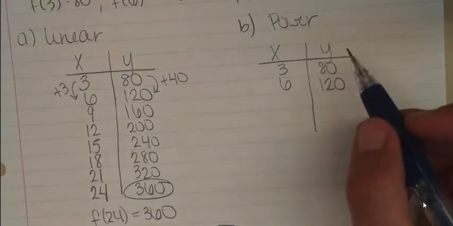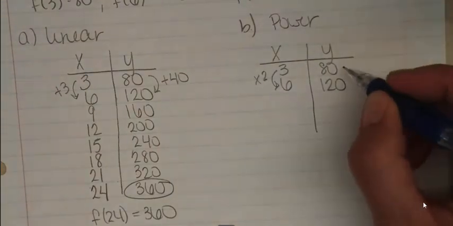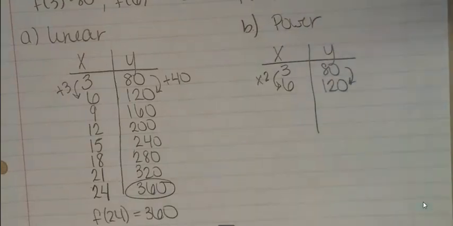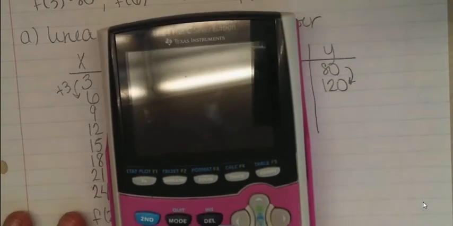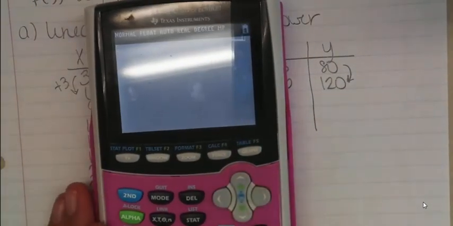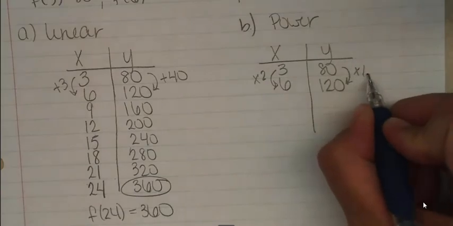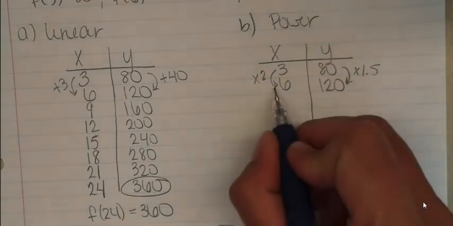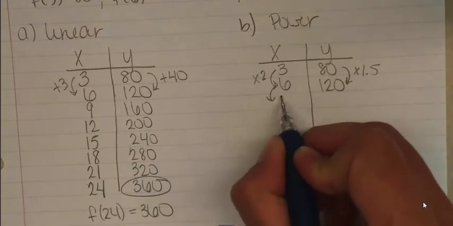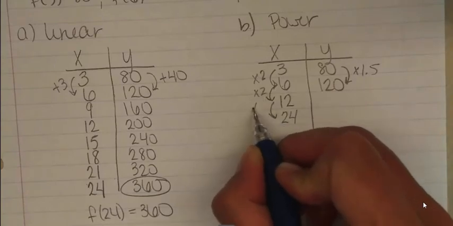So let's see. 3 to 6 is getting multiplied by 2. Now the question is, how much is 80 getting multiplied by to give you 120? And if you don't know that off the top of your head, what you can do is you can take 120 and divide it by 80. You get 1.5. Okay, so I'm basically multiplying here by 1.5. All right, let's continue that pattern going. So now I need to multiply by 2 to give me 12. And then if I multiply by 2 one more time, I'm going to get 24, right? Each of these are times 2.